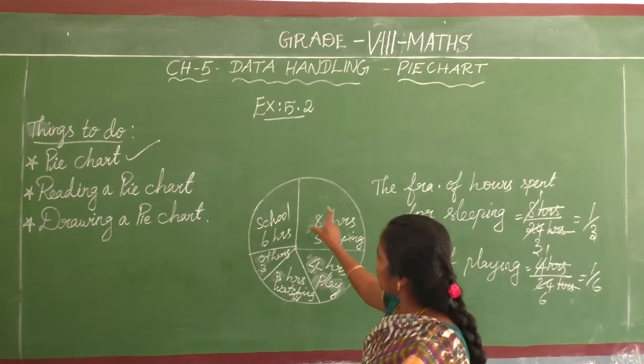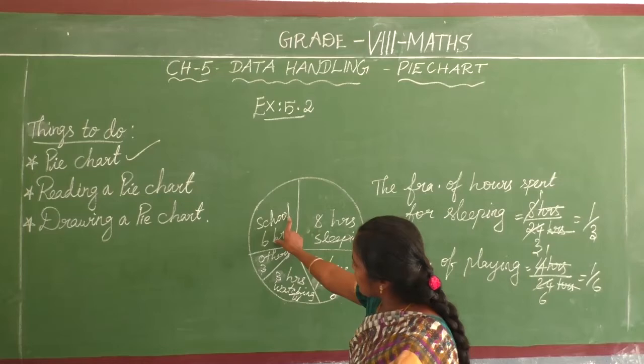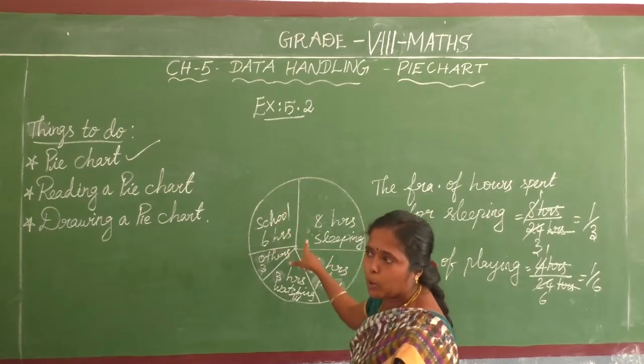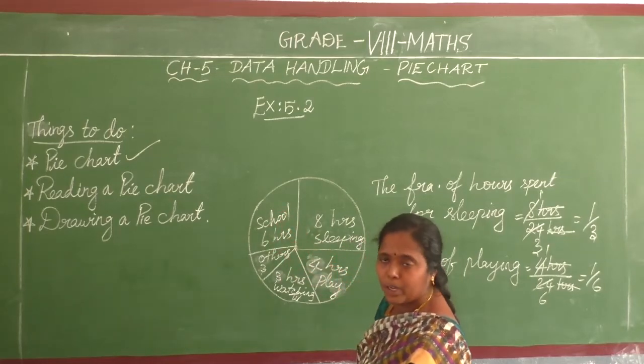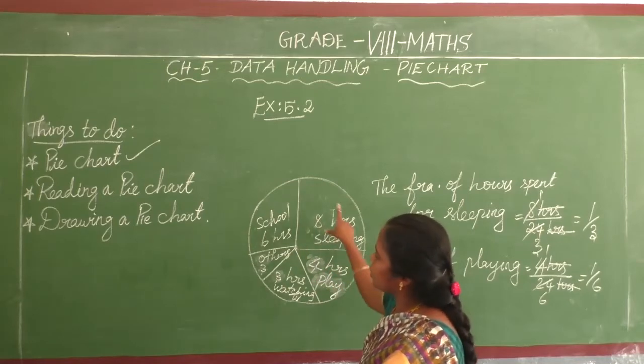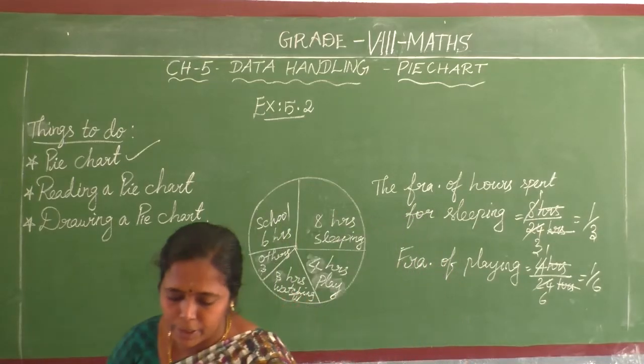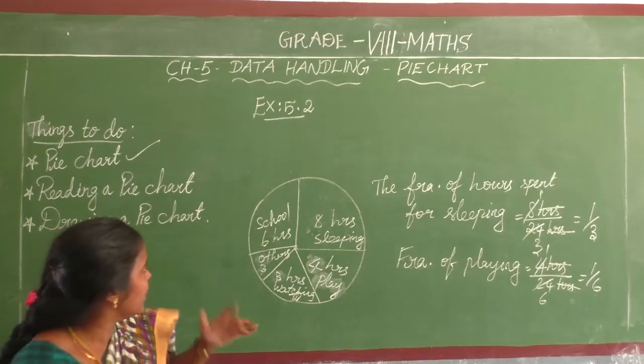Particularly if you want to take the school hours, the fraction means the number of hours spent in the school out of a whole day. So 6 by 24. Like that you have to find out the fraction of every sector. Clear? Next we are going to see how to draw a pie chart.